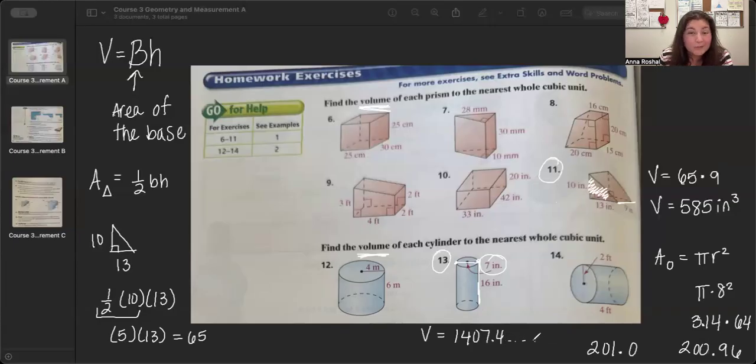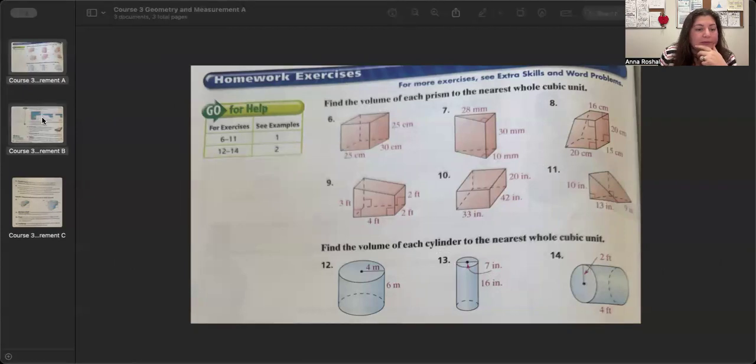I don't really care about the blah, blah, blah, because I'm always going to look at just the number that's right here in order to get this fully rounded. So in this case, my volume is 1,407 cubic inches. That's my volume for this particular one. Okay, so let's see what else we have. Let's go to the next one.